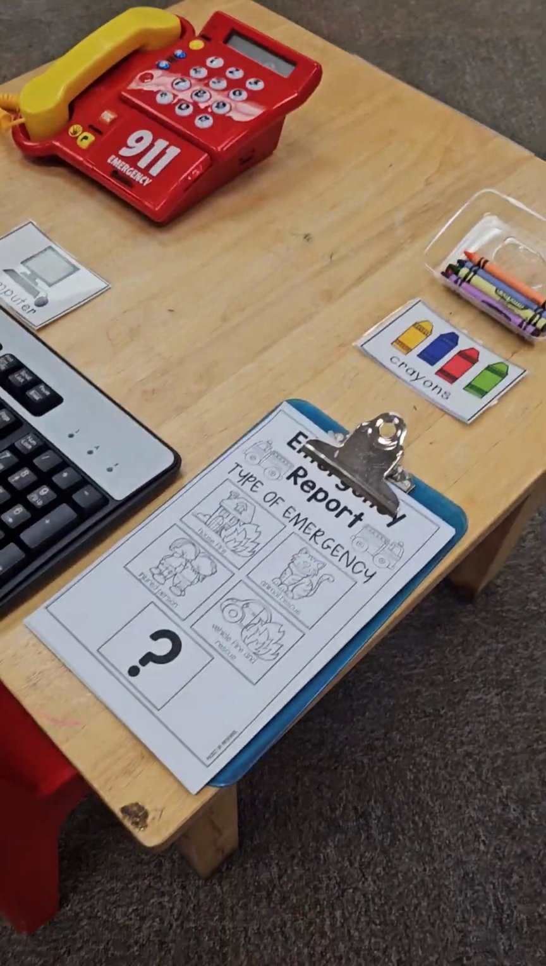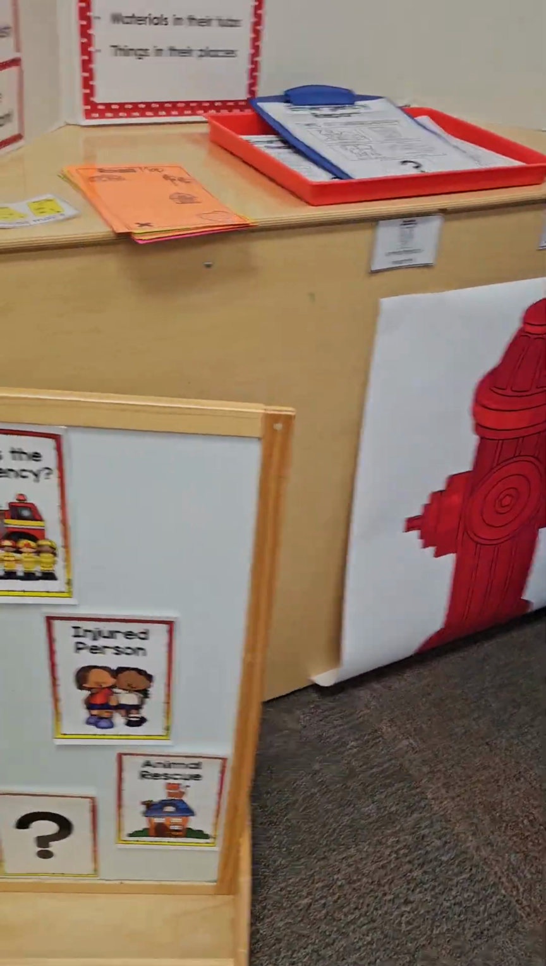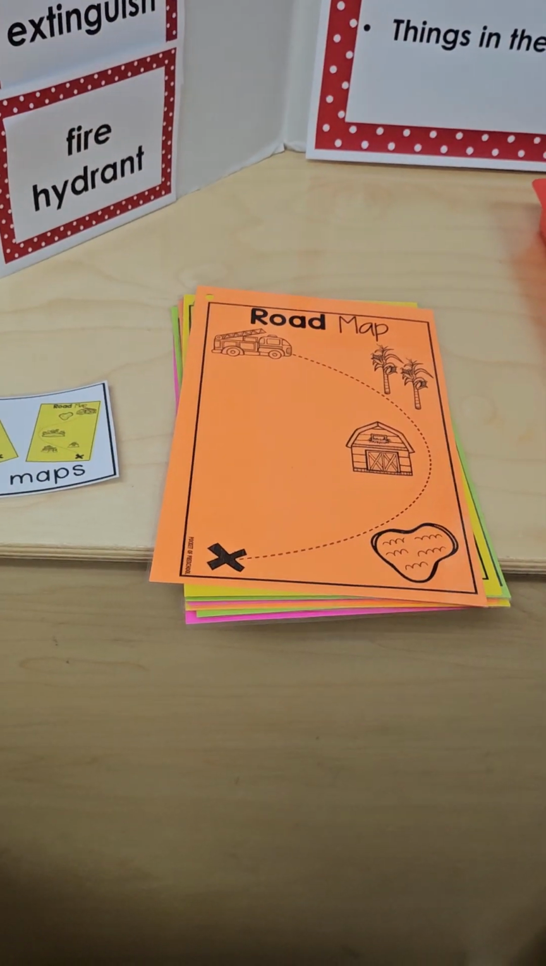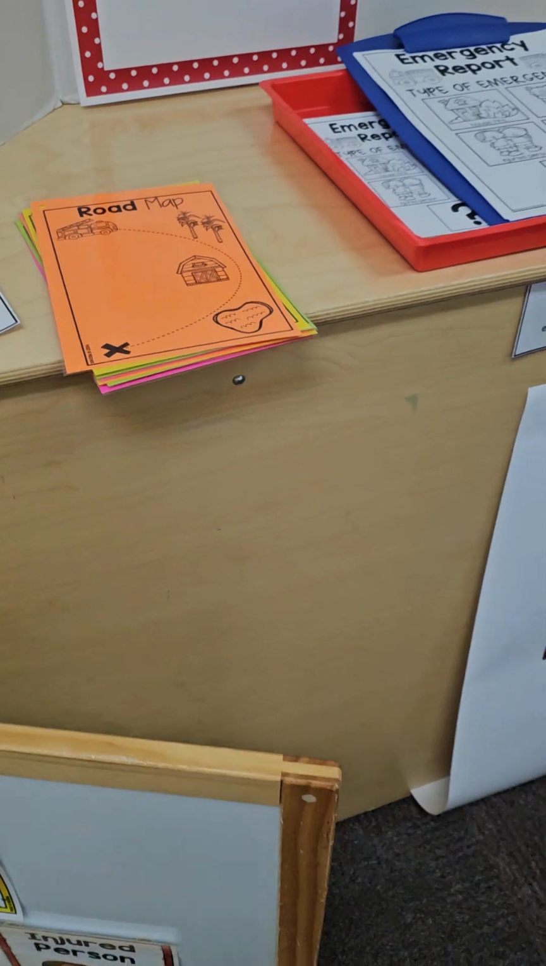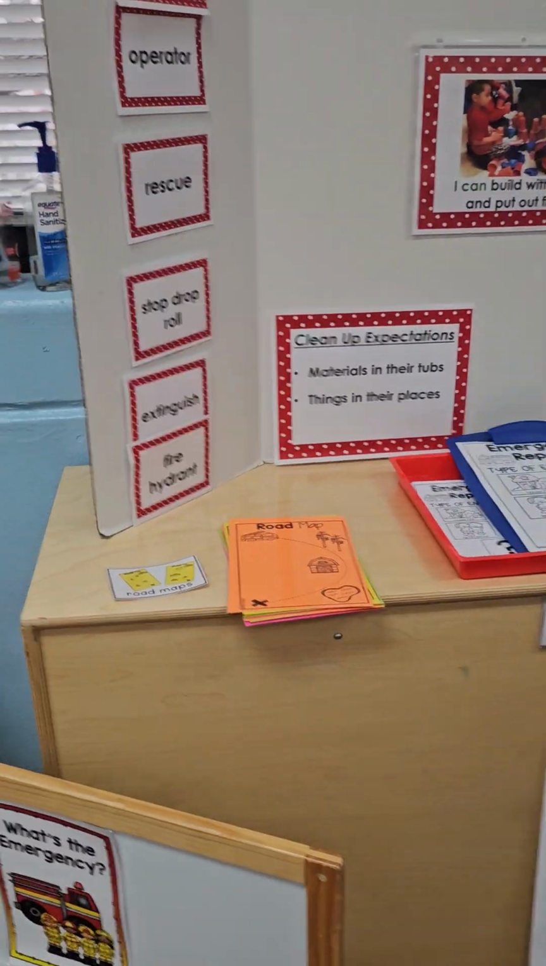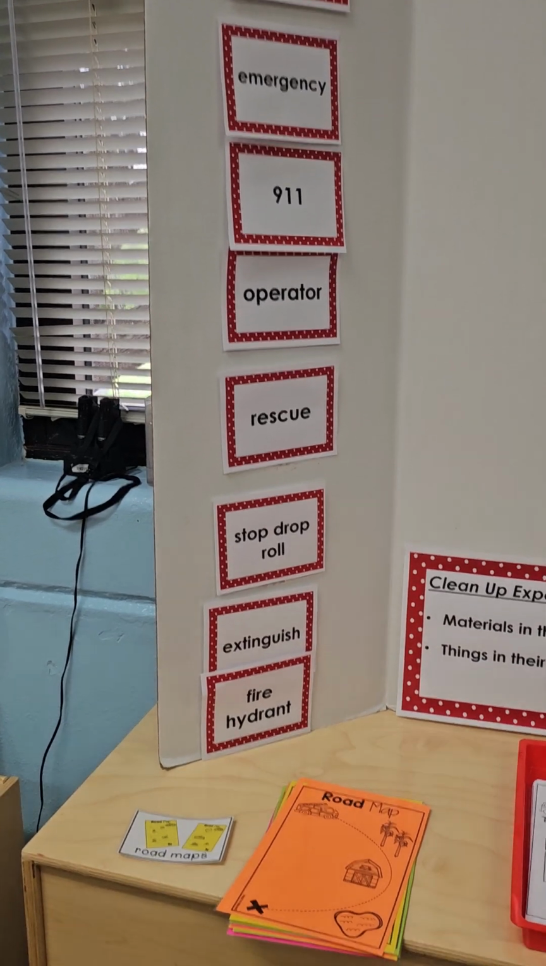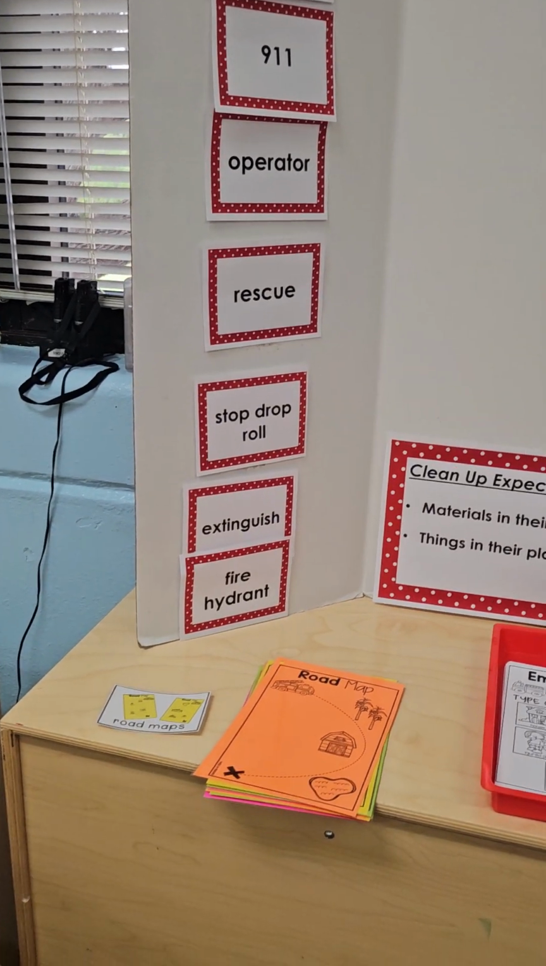And like it says here, they'll have a piece of paper that they can fill out for what type of emergency it is. And then over here we have the road maps. So they can trace where they go and erase with a dry erase marker. And got some good vocabulary. This is a great chance to talk about 911 and what that means.